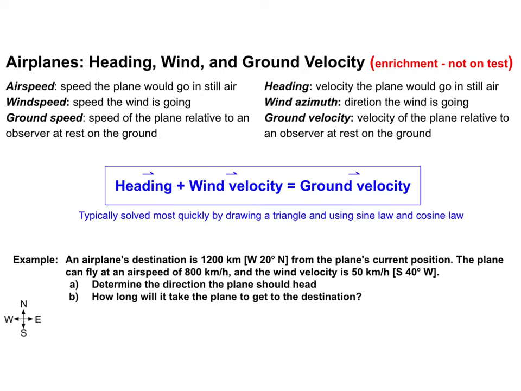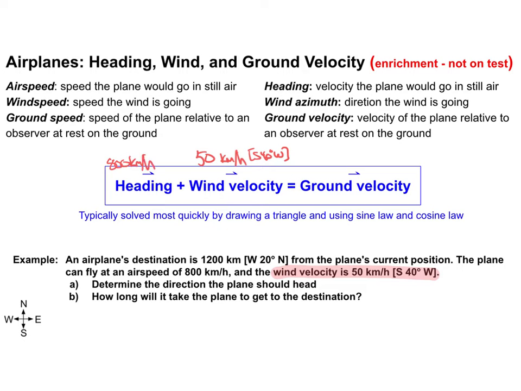So first of all, I'm going to write out my givens in the formula. The only thing I know both the magnitude and direction for is the wind velocity. So the wind velocity, I have 50 kilometers an hour and south 40 degrees west. However, the heading, I only have the magnitude of that one. I only have 800 kilometers per hour.